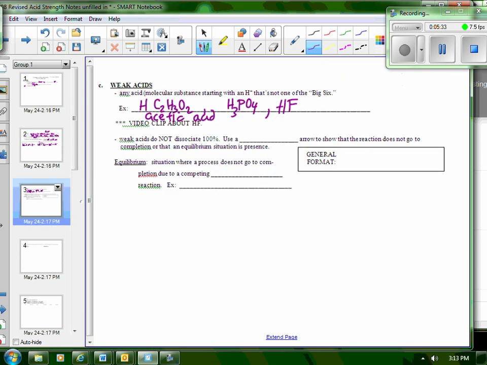HF, oddly enough, is a weak acid as well. Let's see, citric acid, you can list a bunch of other ones. But if it's not one of the big six, it's definitely weak. So what makes a weak acid weak? Well, they don't react as much. They're not as dangerous usually. Weak acids do not dissociate 100% in water.